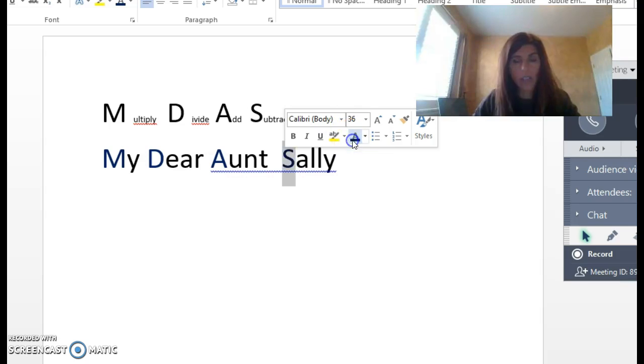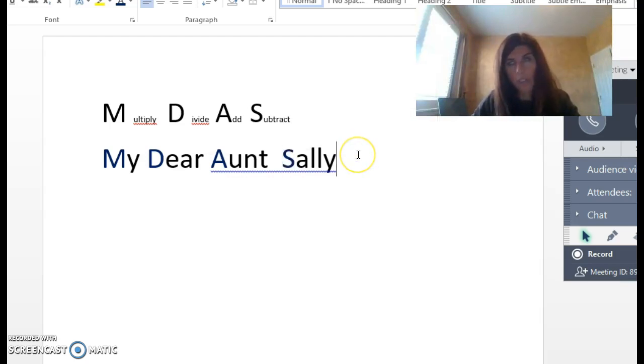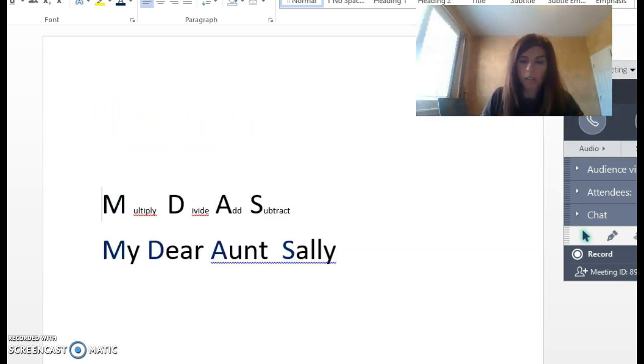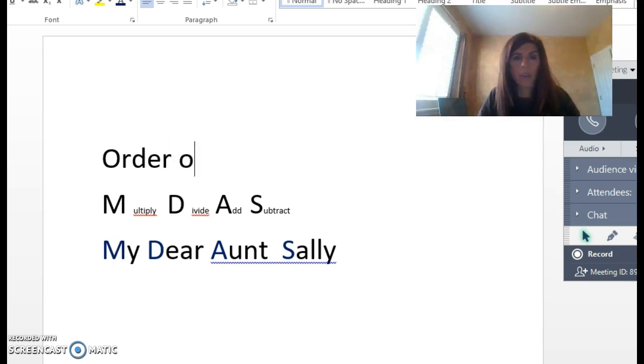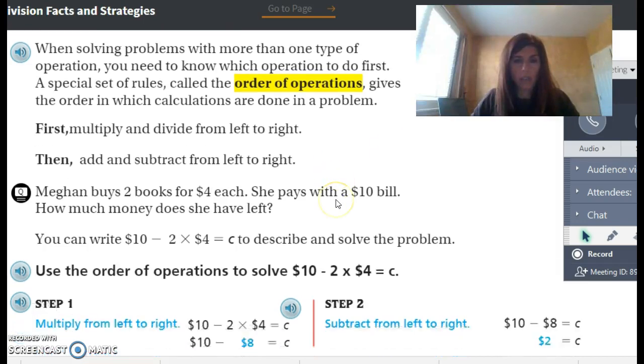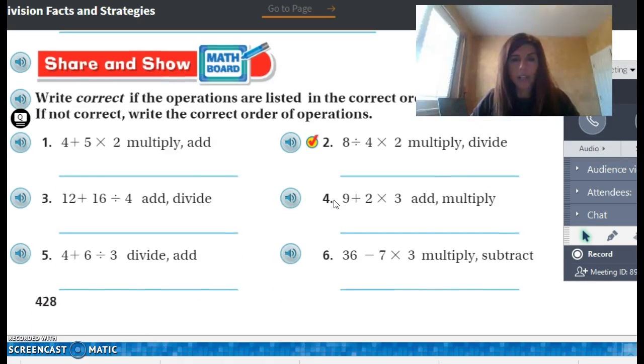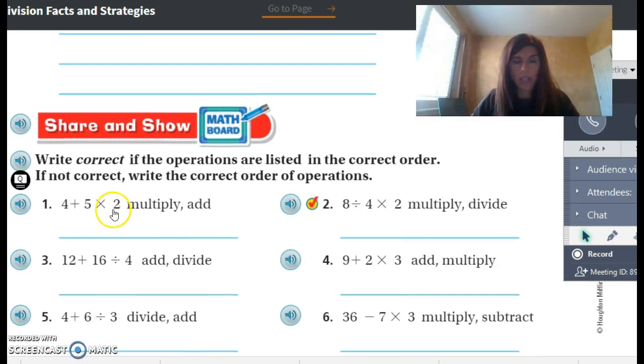Then you don't have to constantly have a piece of paper in front of you telling you what order to do it in. This is called the order of operations. I will send this to you and you can print it out and put it in a math folder. If we scroll down here, you will be doing this page.